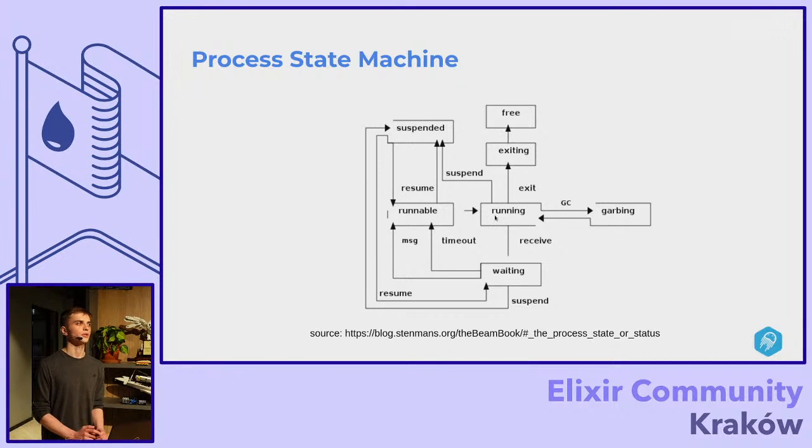I'm mentioning this because GenServer call is implemented under the hood by sending a message to some process and then going into the receive block. So when we are doing a GenServer call, we will go into the waiting state for a while. The scheduler will stop executing our process, and when there is a response, we go back into the runnable queue, and the scheduler will pick us later.